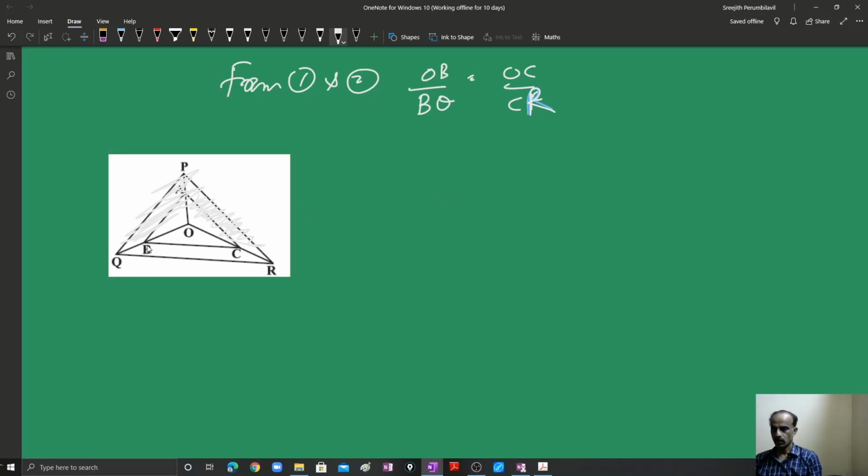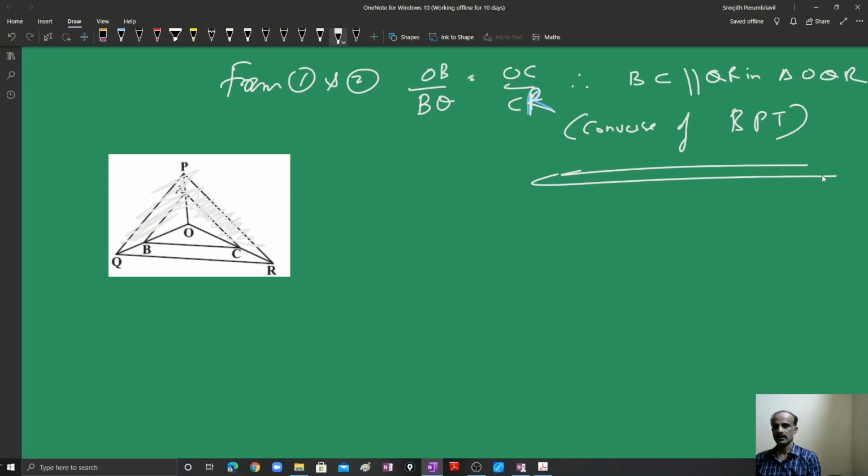Now, OB by BQ is same as OC by CR. So therefore, BC is parallel to QR in triangle OQR. What is the reason? Is it BPT? No, it is not BPT. It is the converse of BPT, and hence the proof. Next question.